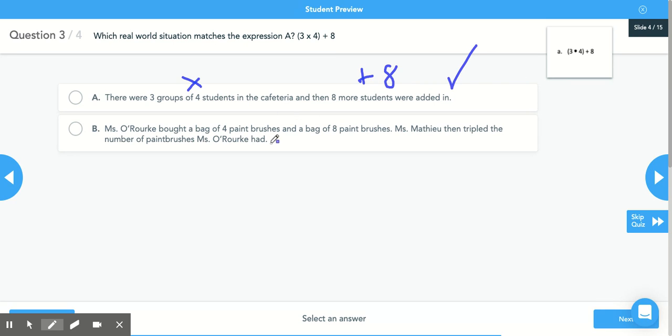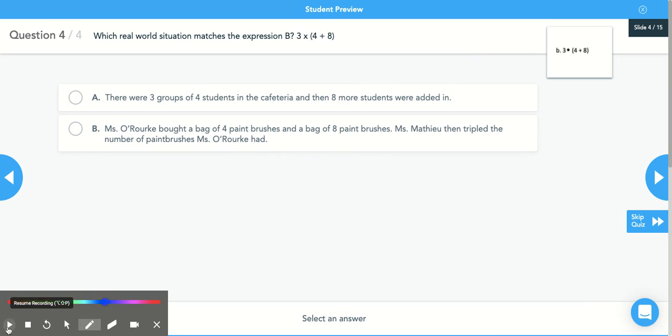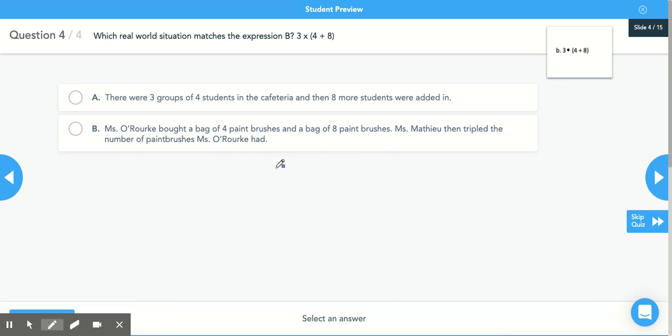But let me check the second answer choice. Ms. O'Rourke bought a bag of 4 paintbrushes and a bag of 8 paintbrushes. Then Ms. Matthew tripled the amount she had. That is not what's happening in the order in the expression. So here, A is correct. The last scenario here, I am adding 4 plus 8 first.